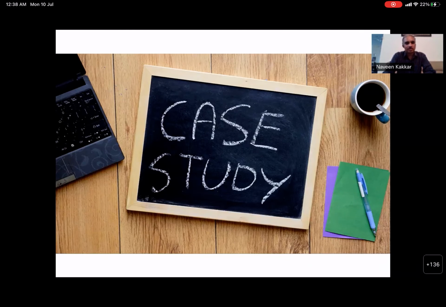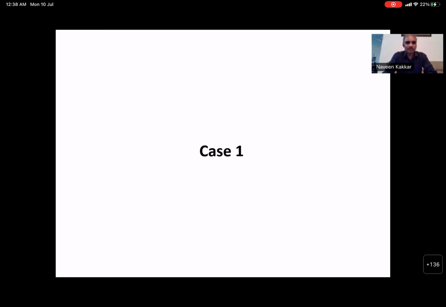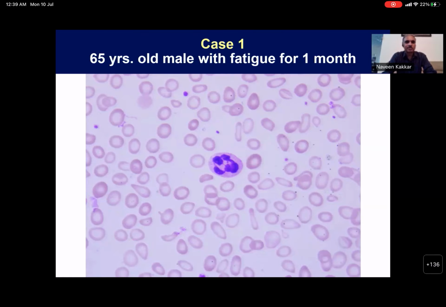So let's begin with the case studies. Case 1, I think Dr. Annie will handle this. Dr. Annie, can you suggest a diagnosis for this case? A 65-year-old male with fatigue for 1 month. Yes, sir. The blood picture looks like a microcytic hypochromic anemia. Right. Any further? Would you like to stretch your neck out further?